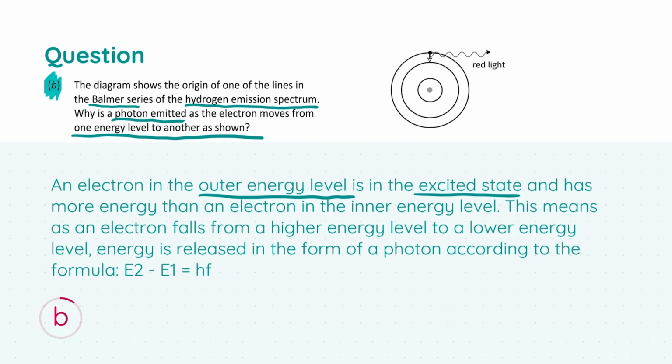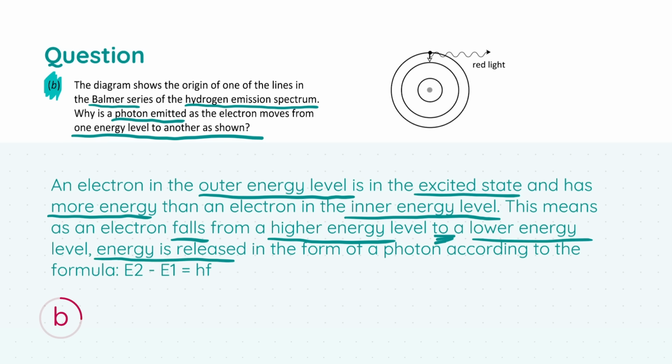And what we know is that when this electron is in this excited state, it's going to have more energy than an electron in this inner energy level. The inner energy level is actually known as the ground state. So electrons in the excited state have more energy than those in the ground state. Moving on from this, and this is an important part of the answer here, as an electron falls from this higher energy level to a lower energy level, the energy difference has to be released.